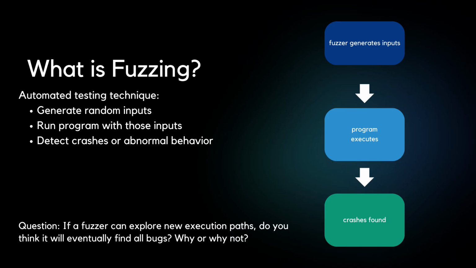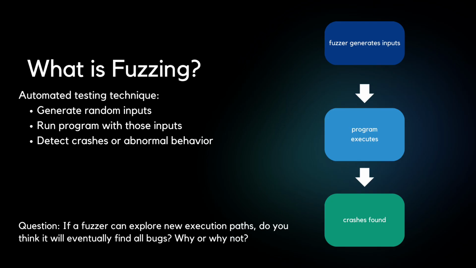However, let me ask you a question. If a fuzzer can explore new execution paths, do you think it will eventually find all bugs? Think about that for a moment. In practice, the answer is no, because the number of possible inputs is enormous. Many bugs require very specific program states or input values, which random mutations may never reach.